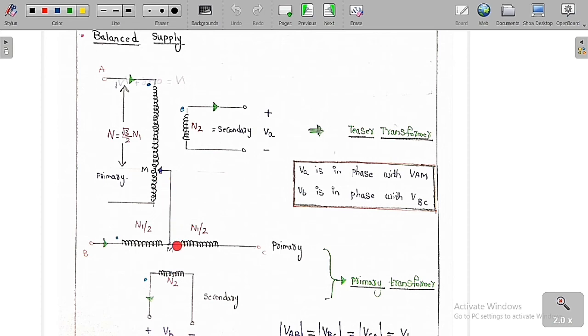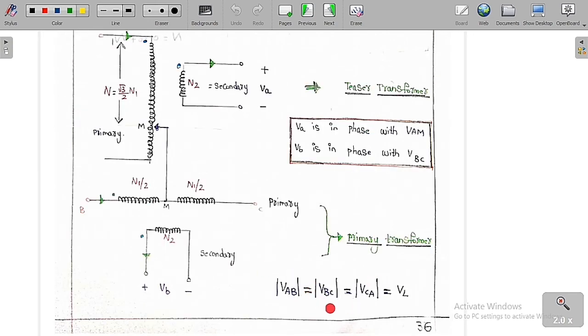Let me assume here M is the midpoint, and from this point we are going to vary the turns on the primary of this Teaser transformer. This point I am going to assume as M. So voltage VA is always in phase with VAM, and VB is always in phase with VBC.